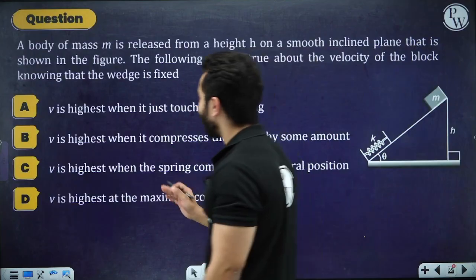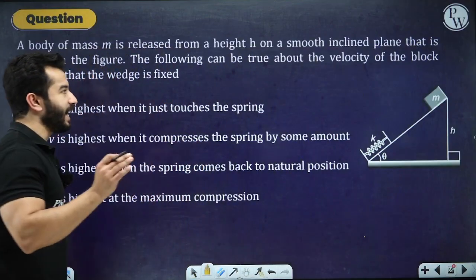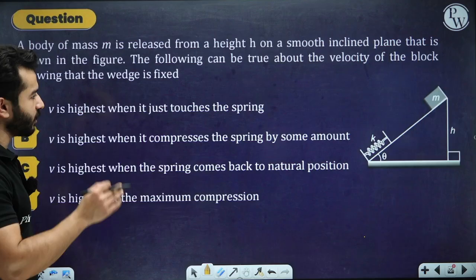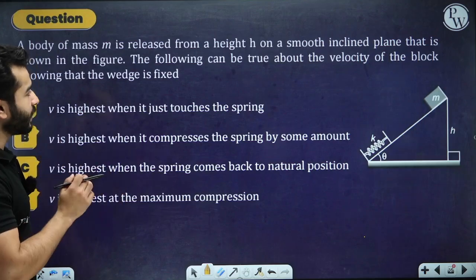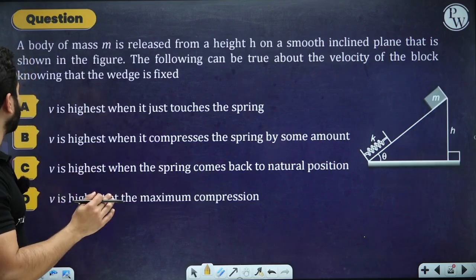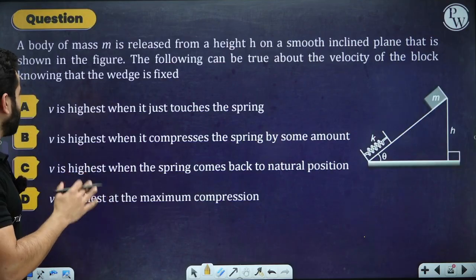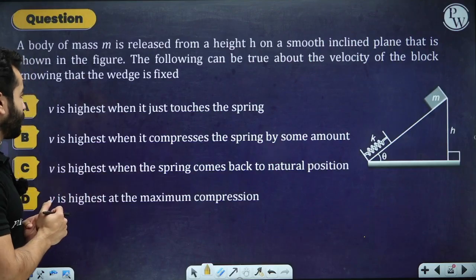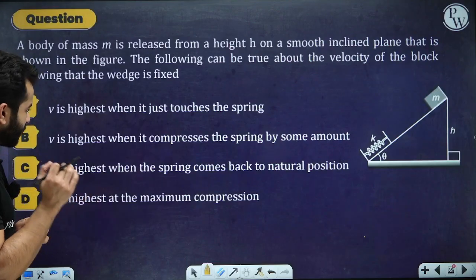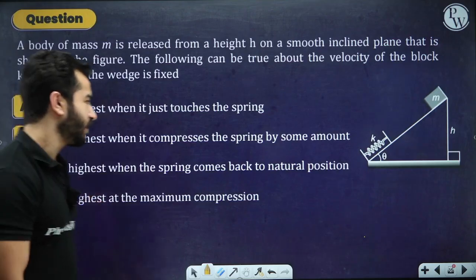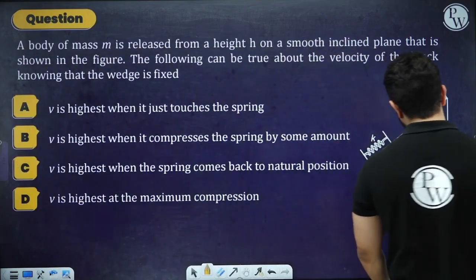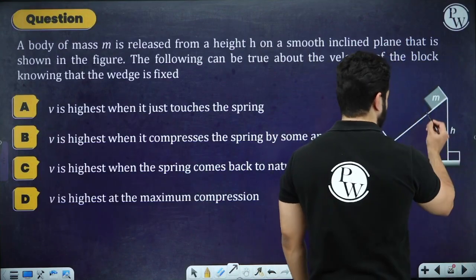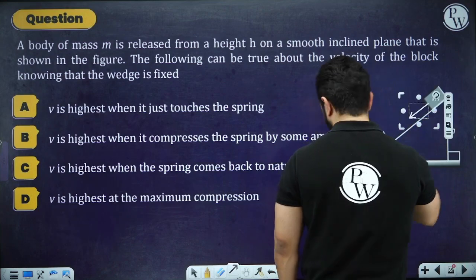A body of mass m is released from a height h of a smooth inclined plane that is shown in the figure. Okay, this is the case. The following can be true about the velocity of the block, knowing that the wedge is fixed. V is highest when it just touches the spring. V is highest when it just compresses the spring. But okay, the question is actually about this. It is quite again easy. What are the different forces we have got over here? We have got an mg sin theta acting downward.